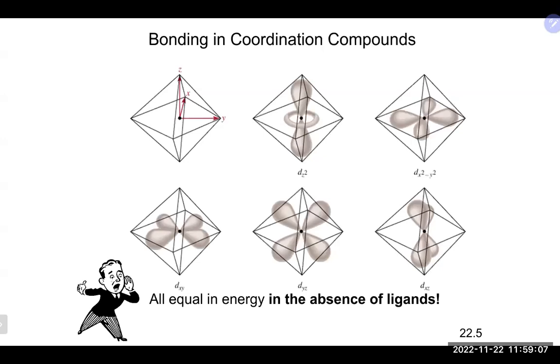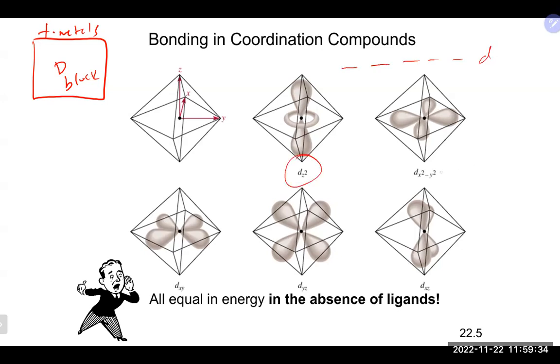So let's talk about our d electrons, which are typically the electrons associated with transition metals. As we talked about at the beginning, the transition metals are our d block on the periodic table. There are 5 different d orbitals, and here they are: z squared, x squared minus y squared, xy, yz, and zx. So these are the 5 different d orbitals.